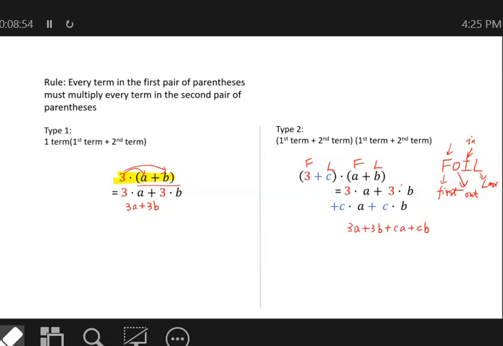But even if you don't know FOIL, if you're familiar with the rule of distributing, you can stick to that.